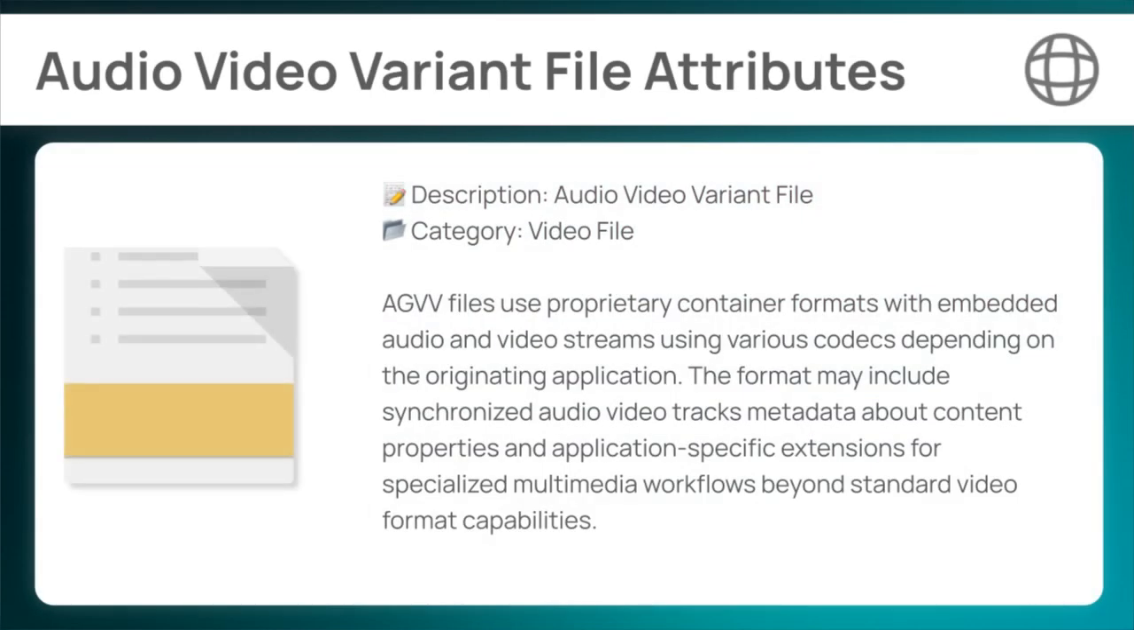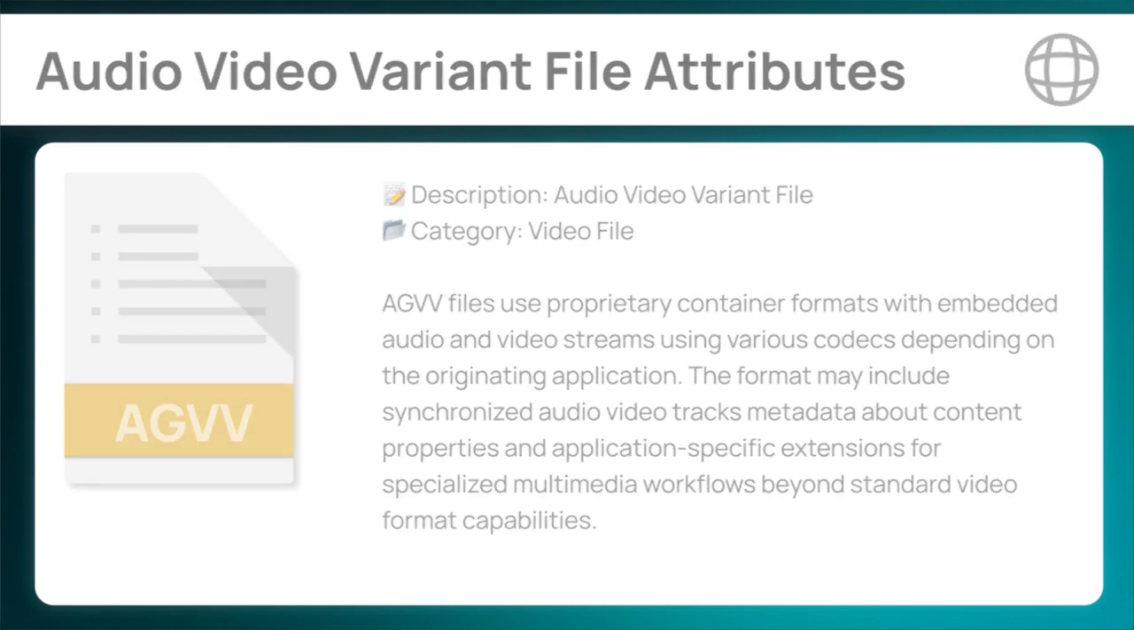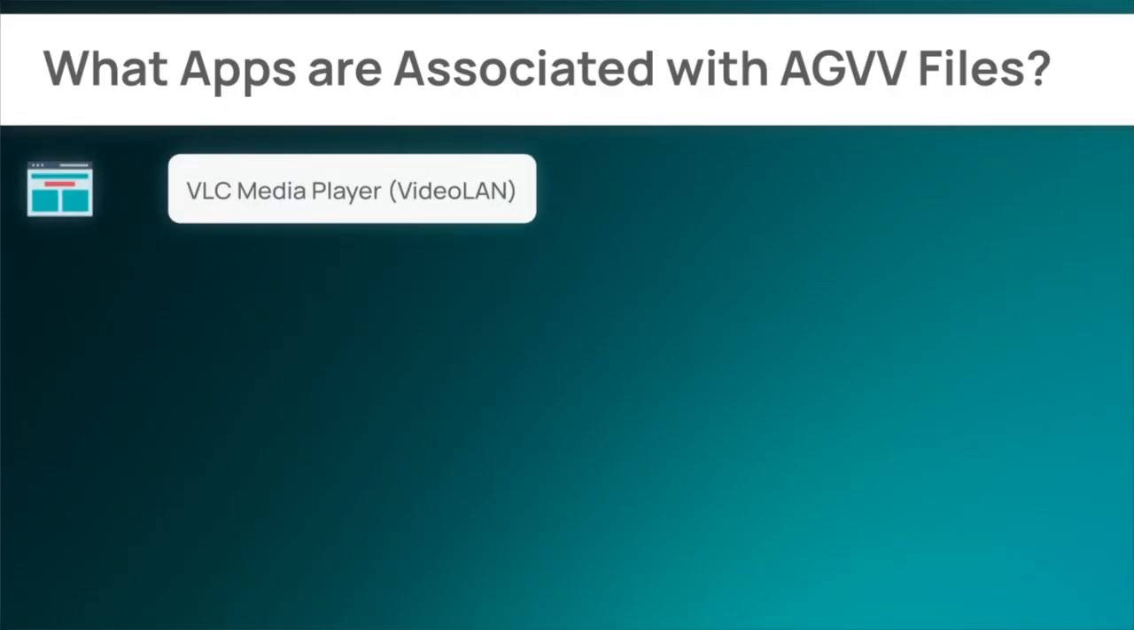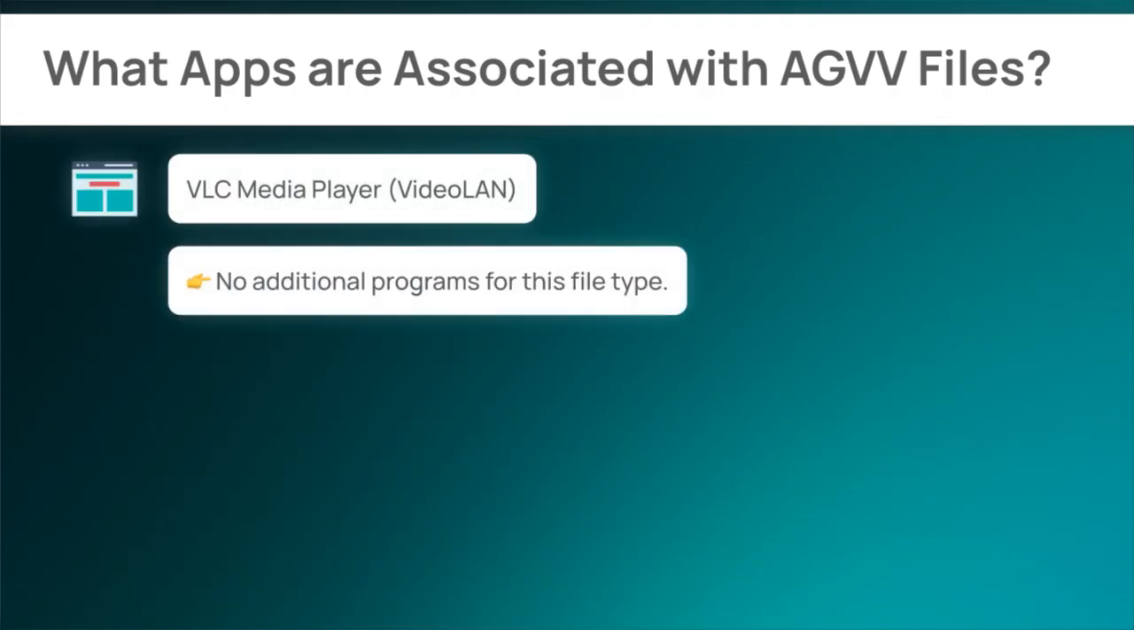AGVV files use proprietary container formats with embedded audio and video streams using various codecs depending on the originating application. The format may include synchronized audio-video tracks, metadata about content properties, and application-specific extensions for specialized multimedia workflows beyond standard video format capabilities. Commonly, AGVV files use VLC Media Player developed by Videolan.